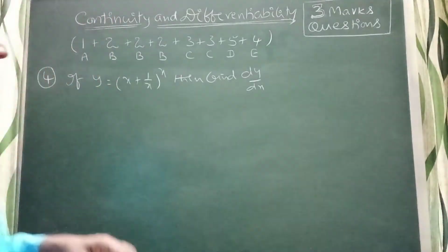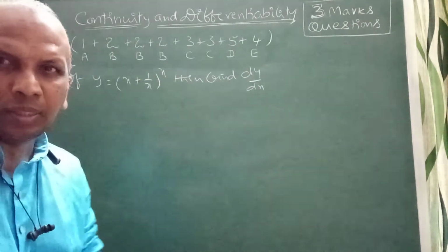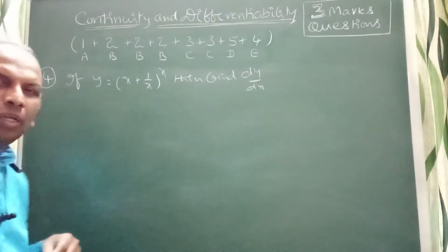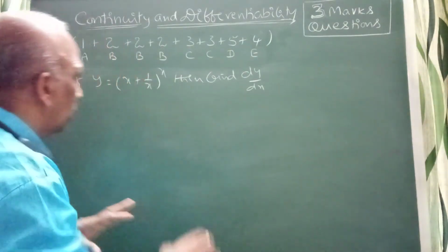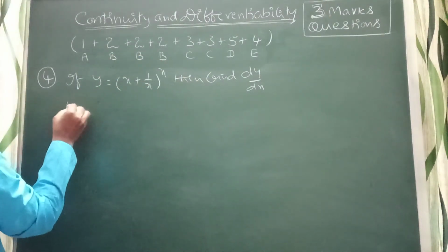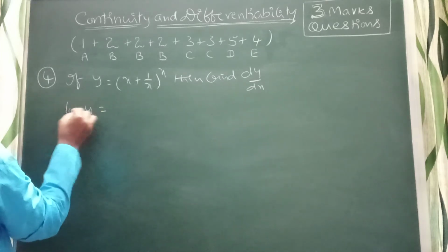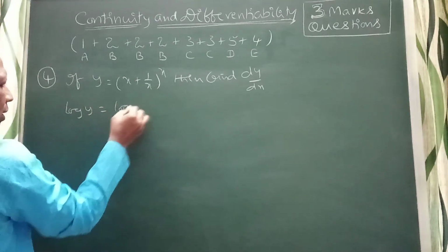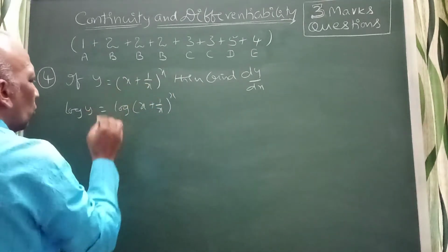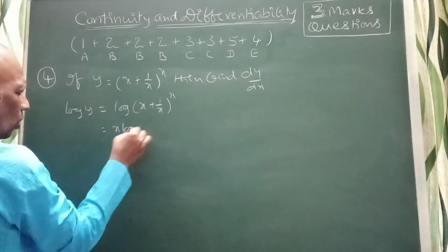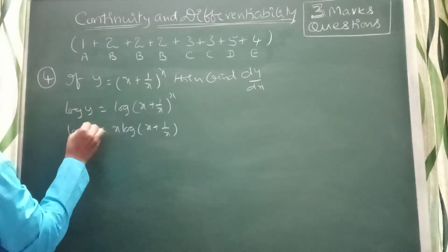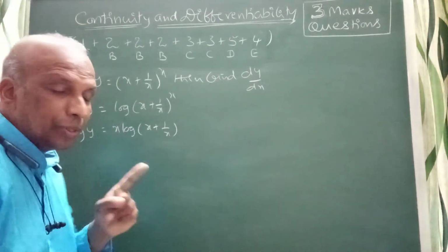Now see in this problem, they give y equal to (x plus 1 by x) whole power x, then find dy by dx. This is a simple problem, logarithmic differentiation only. Apply logarithm on both sides, and you will get log y is equal to log of (x plus 1 by x) whole power x. Now this x I can bring in front, so this becomes x log of (x plus 1 by x), right? We have log y. Now differentiating with respect to x.